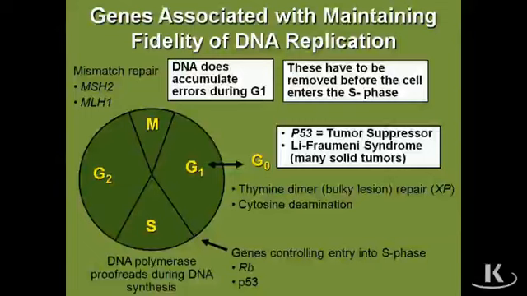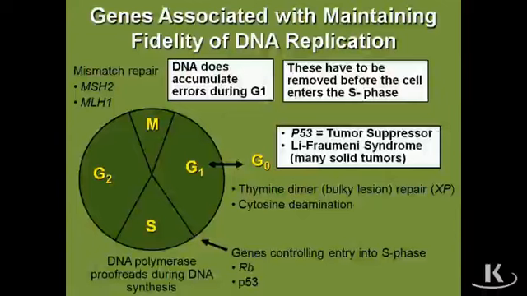So, two genes we're going to focus on are P53 and retinoblastoma. P53 in particular being the most important. So P53 and retinoblastoma are examples of tumor suppressor genes.